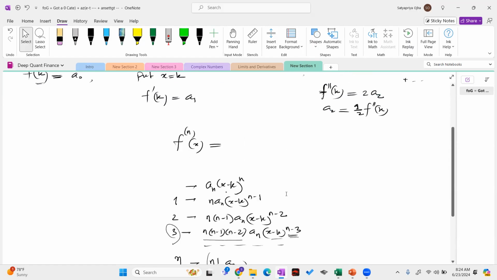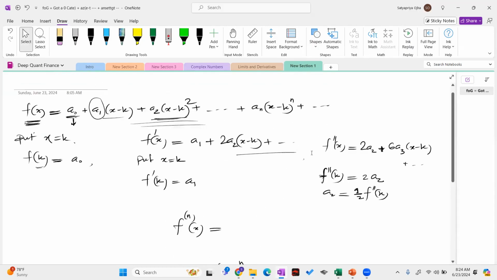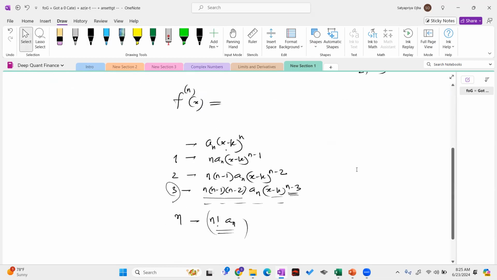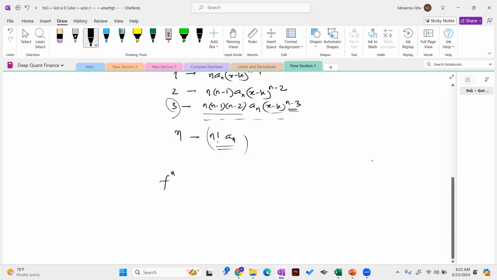So if this is the derivative, the terms above this will contain at least one x minus k. The next one will contain x minus k. The one after that will have x minus k square. Okay. So after n derivatives, my function essentially would have become this. N derivatives of f of x is given by n factorial an. This is the constant term. And then you have terms beyond, which I don't want to worry about: some coefficient times x minus k, some coefficient times x minus k square.